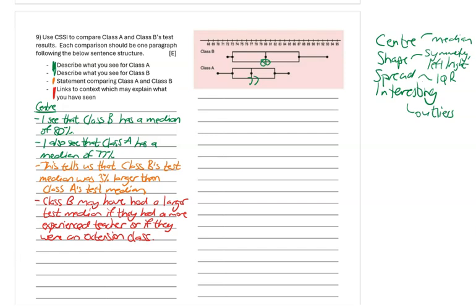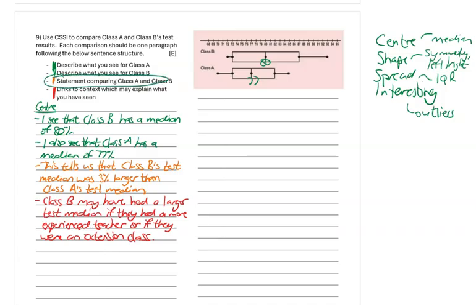I've tried to color code it for us. So the first step to any answer is just clearly stating what you see for both of the two groups. That's my green sentences, and I've tried to bullet point it to make it easy to read. So really simply, I've said, I see that class B has a median of 80%. I've then moved on to class A. I also see that class A has a median of 77%. So that was just stating what we see.